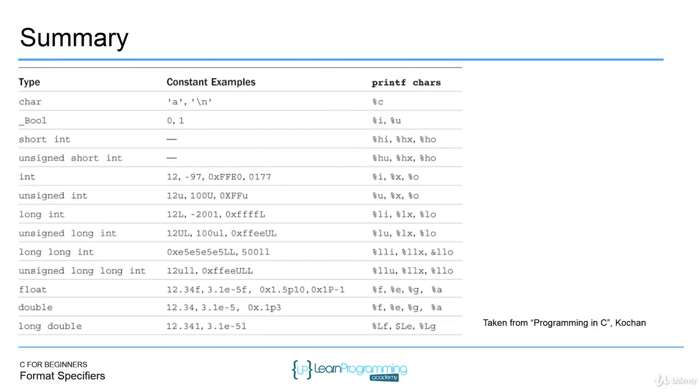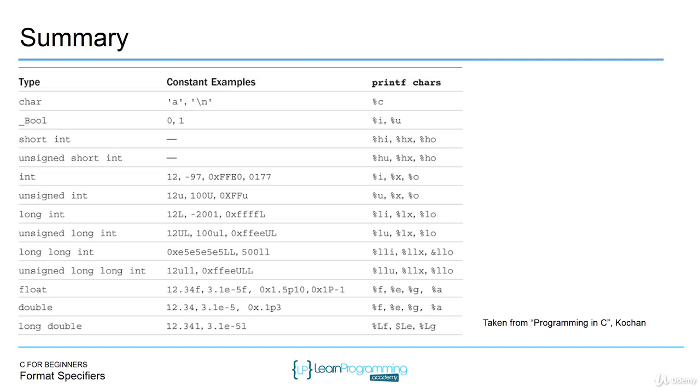So in this summary slide, it actually tells you the format specifiers that you would use for printf in the third column here, printf chars. So if you want to print out a character, use %c. If you want to print out a bool, use %i or %u. And that will print out 0 or 1. There are also examples of what represents these data types. Short int would be %hi, %hx, and so forth. The ones that you're probably going to use a lot, int for %i or %d. %d works with int and is usually used depending on the standard.